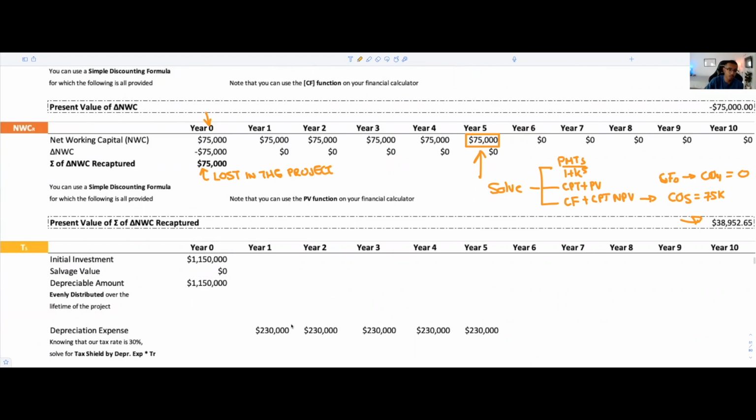So our depreciation expense, because we know our initial investment is 1.15, our salvage value is 0, such that the total amount that could be depreciated over those 5 years will be equal to 1.15, such that our depreciation expense every single year is going to be equal to 230K. But we don't care about the depreciation expense. We care about the tax shield. How do you find a tax shield? Simple. You're going to do $230,000 times 0.45 in this case.